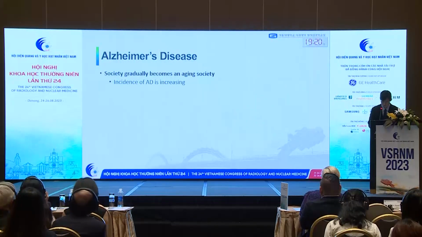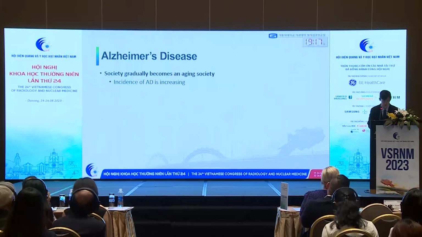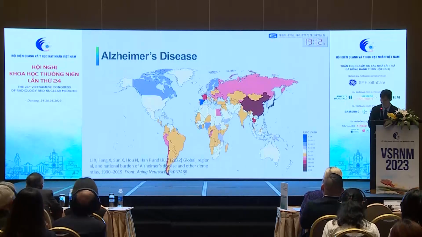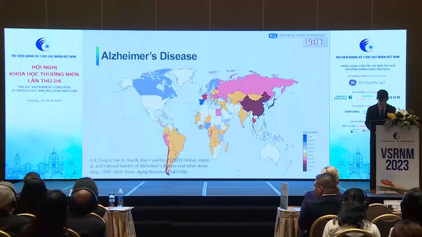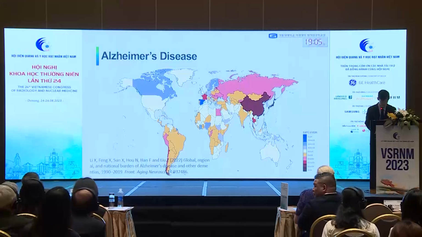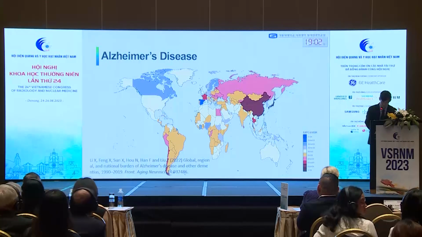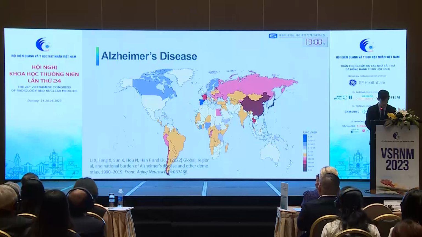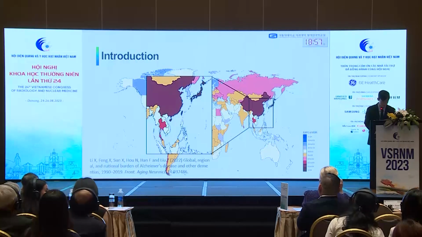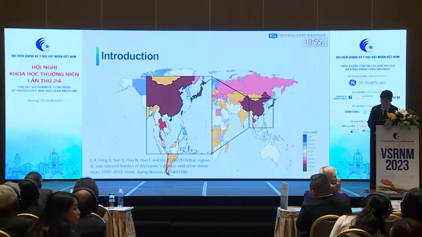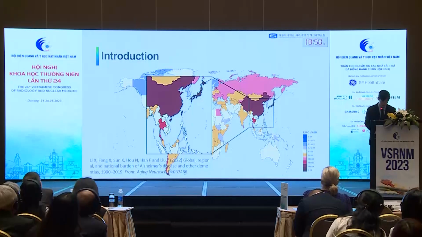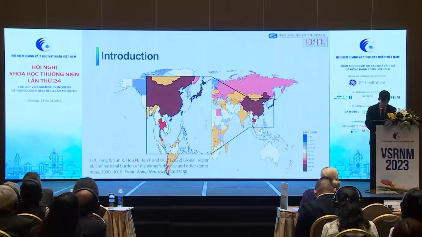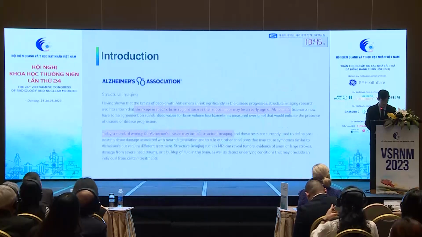As the worldwide population ages, neurodegenerative diseases, including Alzheimer's disease, are rapidly becoming more prevalent. This figure shows the estimated annual percent change in 204 countries and territories. In this figure, the more red appears, the higher the incidence increases. Here, Vietnam and Korea can be seen to have the disease increasing at a relatively moderate rate. But in many countries, for example China, Alzheimer's disease is increasing rapidly.